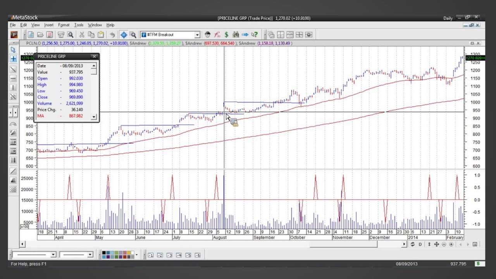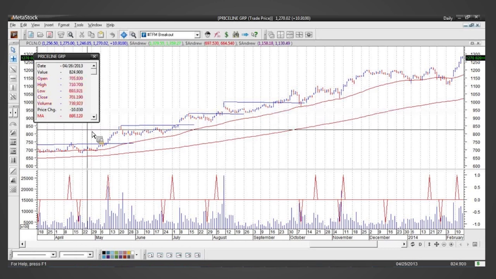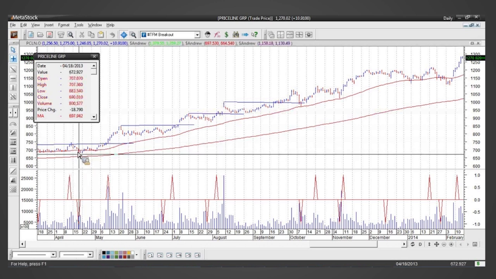Then the next reality is you're going to have a lot of small losses, like here. There's no way to prevent them. If you think you're going to prevent them, you're deluding yourself. Then what's going to happen is you're going to have a lot of small profits. These small losses and small profits offset each other.